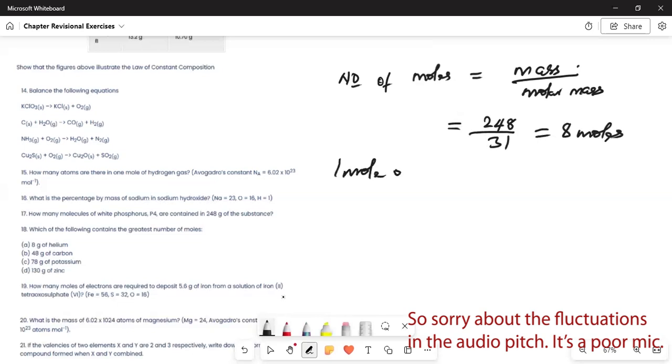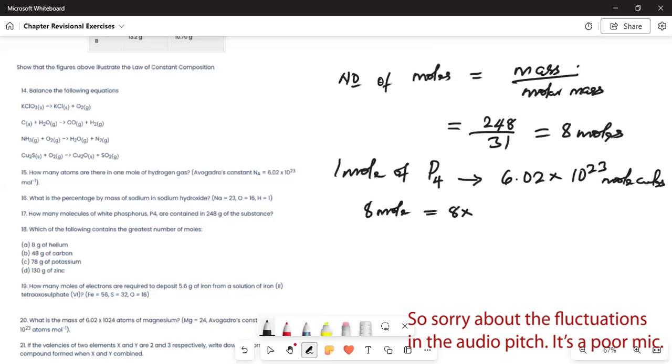Now, 1 mole of any substance contains 6.02 times 10 to the power 23. So they ask us, what is the question? How many molecules? So in this case, molecules. Therefore, 8 mole will contain 8 times 6.02 times 10 to the power 23. Now, 8 times 6.02, that is 48.16 times 10 to the power 23.